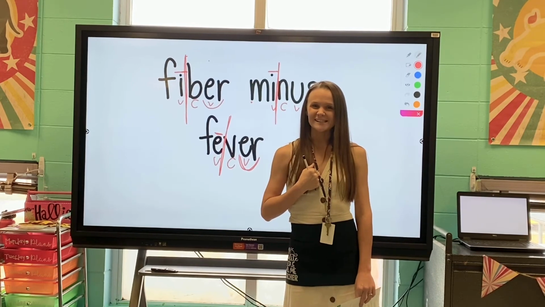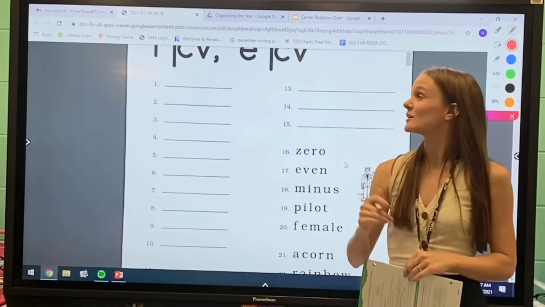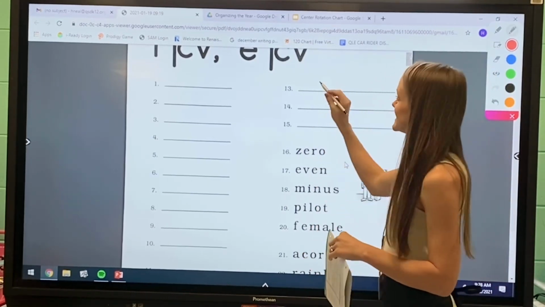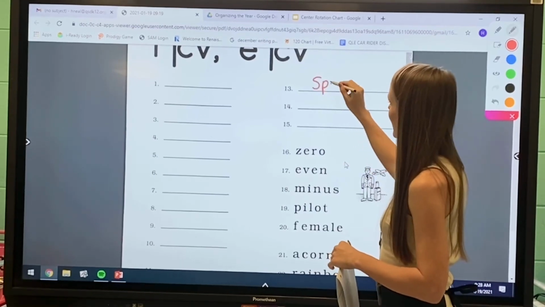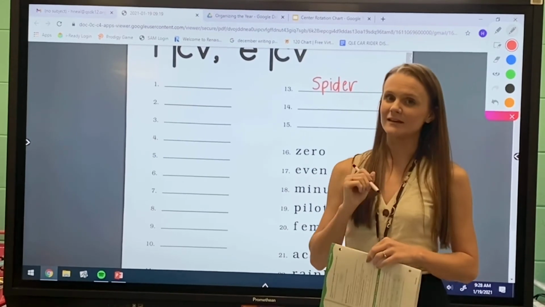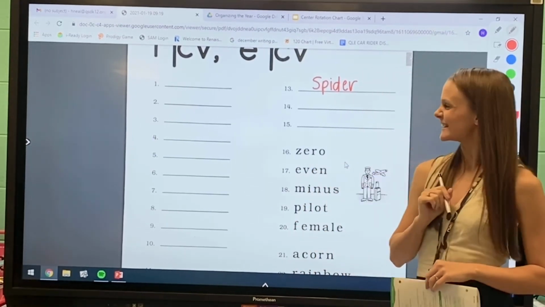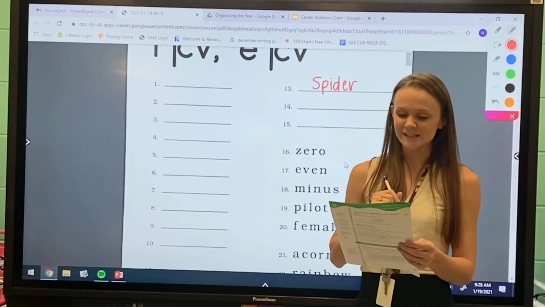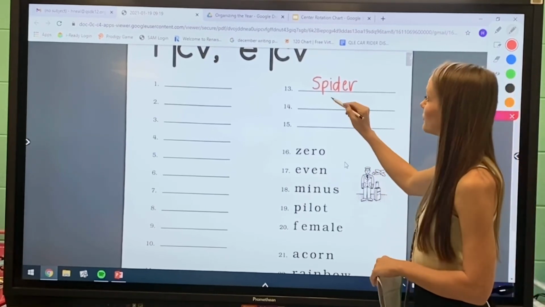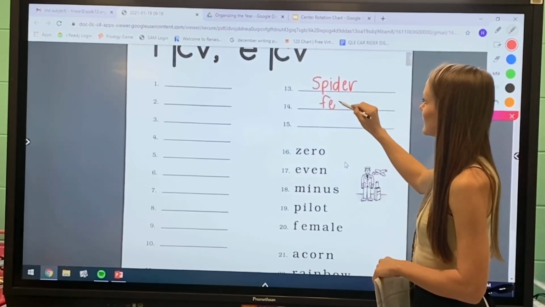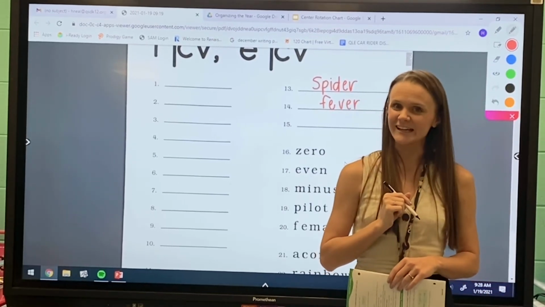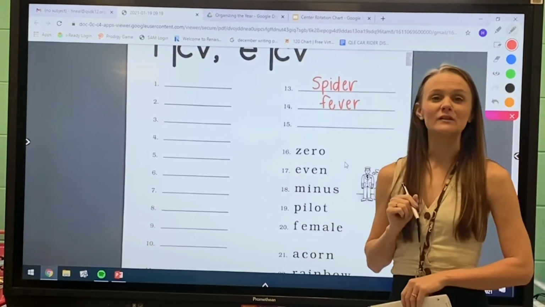Excellent job, friends. So picking up with number 13 on our worksheet, we're going to spell the word spider. Spider. I-D-er. That bossy R at the end, that sound. Very good. For number 14, we're going to spell the word fever. Fever. E-V-er. Fever. Very good. And for number 15, we're spelling the word tiny.